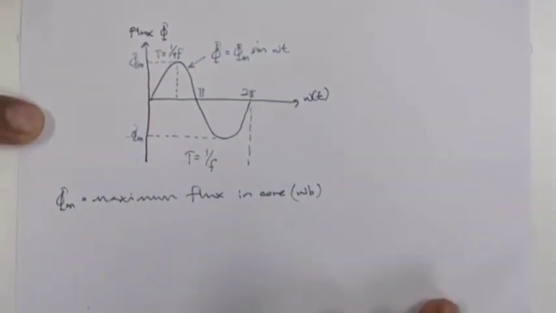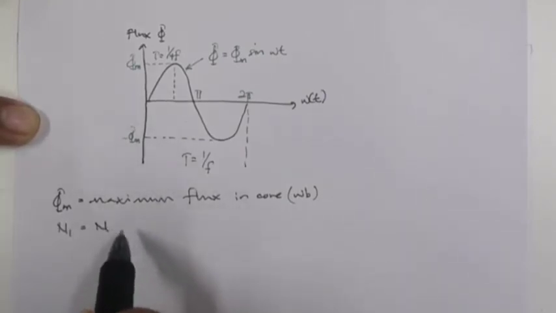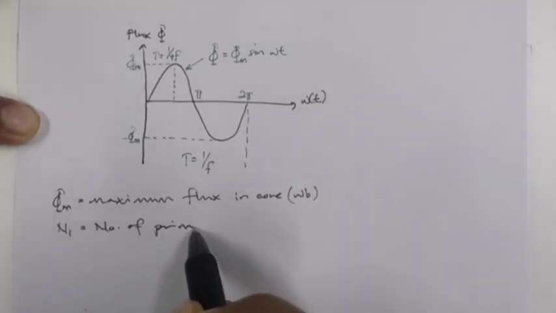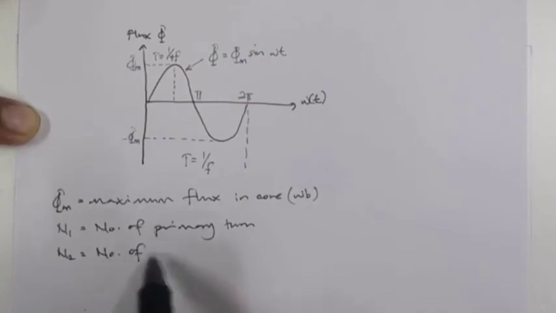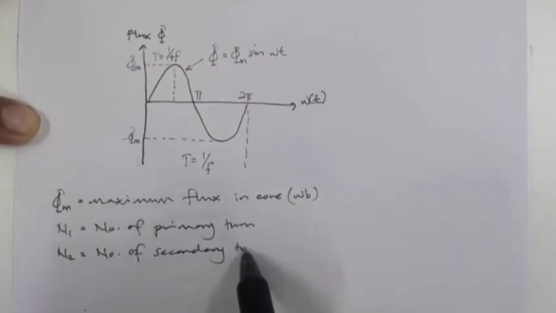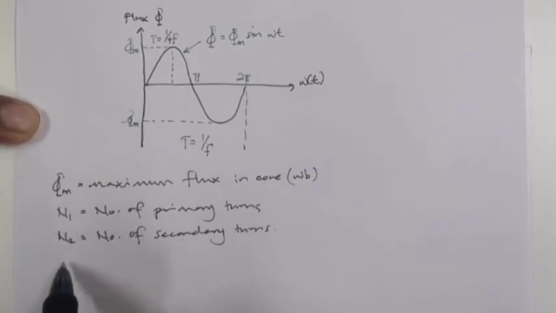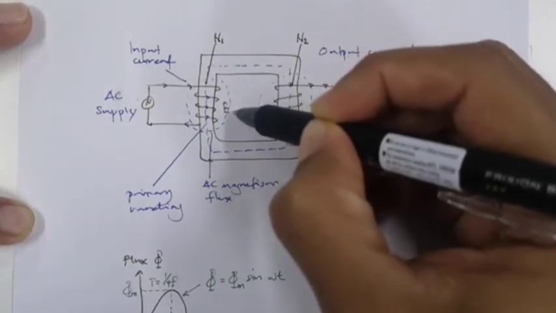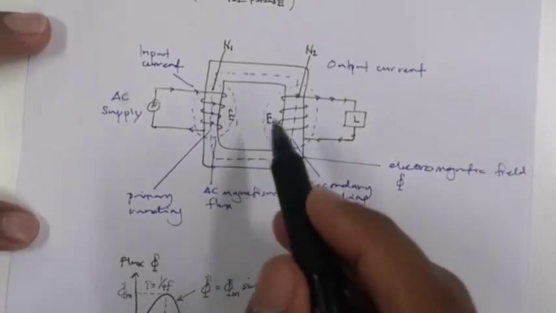Okey, kat sini N1 ialah bilangan lilitan, number of primary turn, sama juga N2 number of secondary turn. Pada bahagian ni kita akan ada satu E, kita panggil E1, E2. Okay. Ini E1 dan E2 ni adalah dalam RMS value.